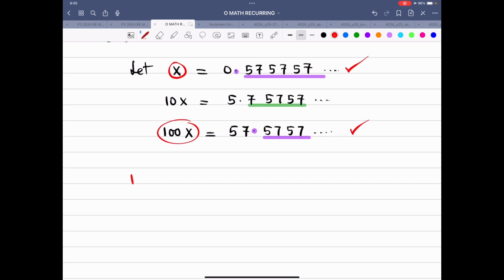So let's do the subtraction. 100x minus x, that is 57.5757 and so on, minus 0.5757 and so on.